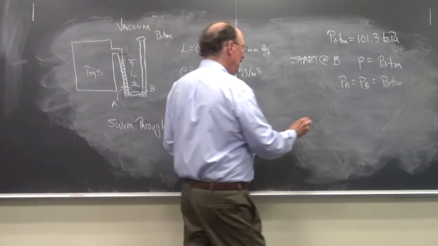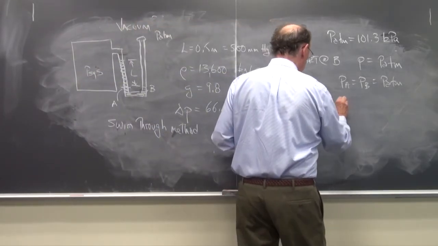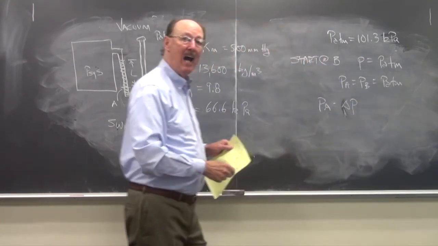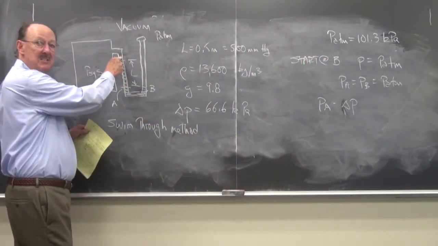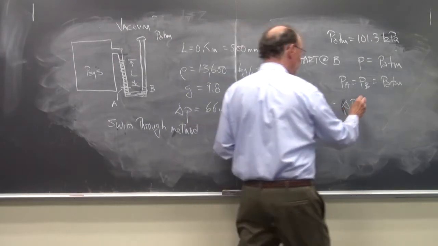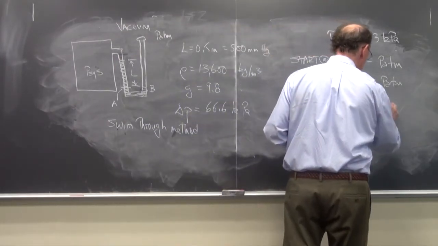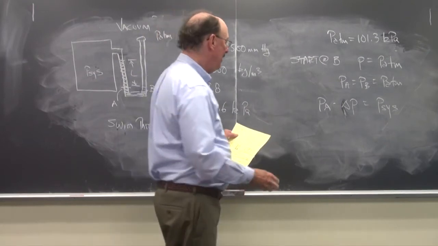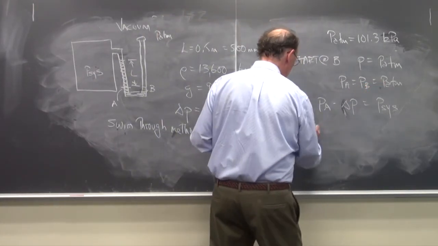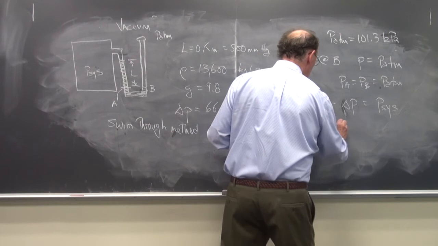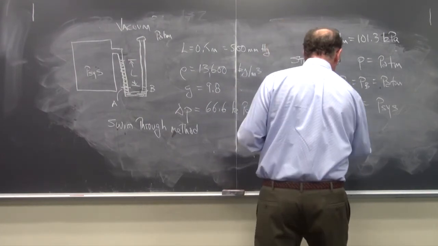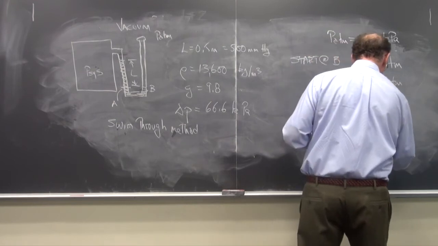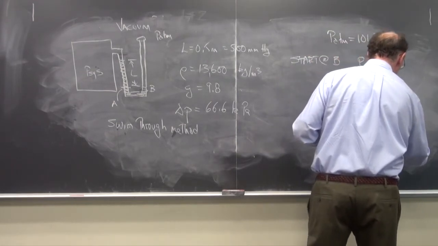So I have PA minus delta P. And now where am I? I'm at P system. So I have PA is P atmosphere, 101.3, minus the delta P, 66.6, and that's going to give me 34.7 kPa.